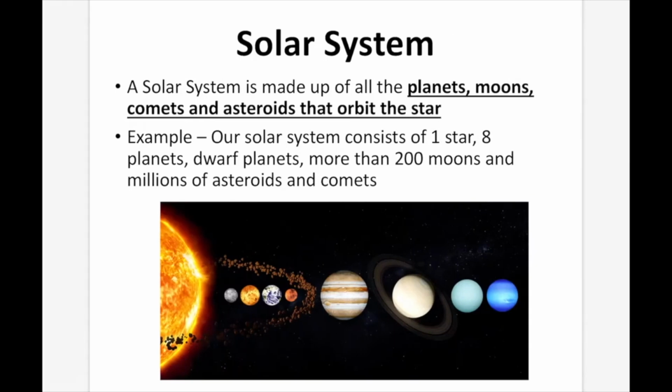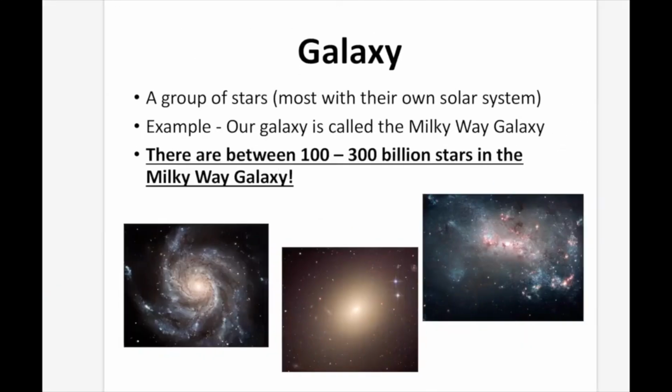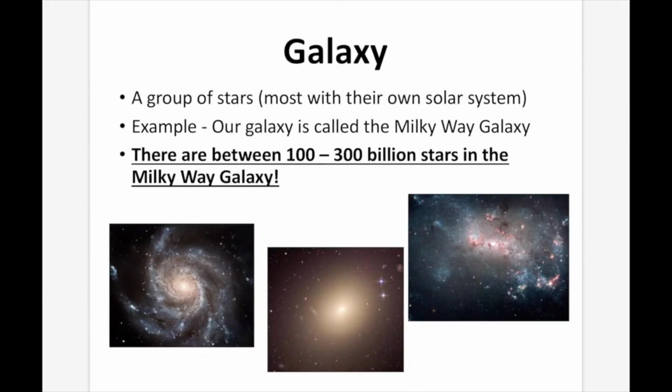Solar system. A solar system is made up of all the planets, moons, comets, and asteroids that orbit a star. So for example, our solar system consists of 1 star, 8 planets, dwarf planets, more than 200 moons, and millions of asteroids and comets. Everything inside this picture, as well as many things that aren't in this picture, are inside our solar system. A galaxy is a group of stars, most with their own solar systems.